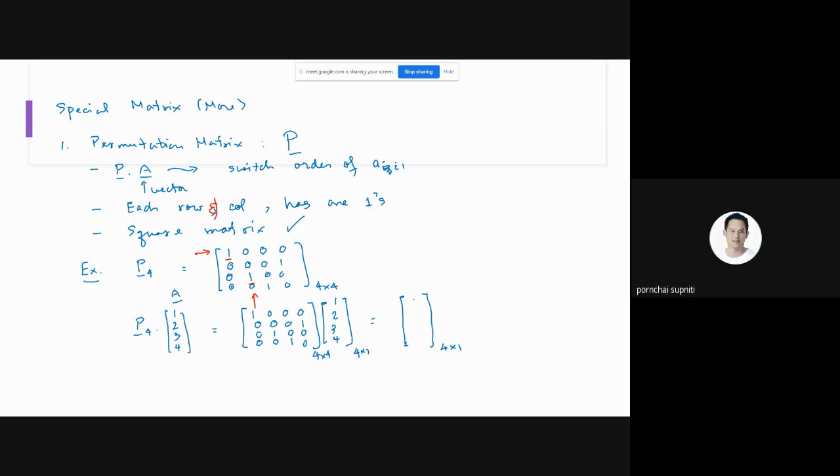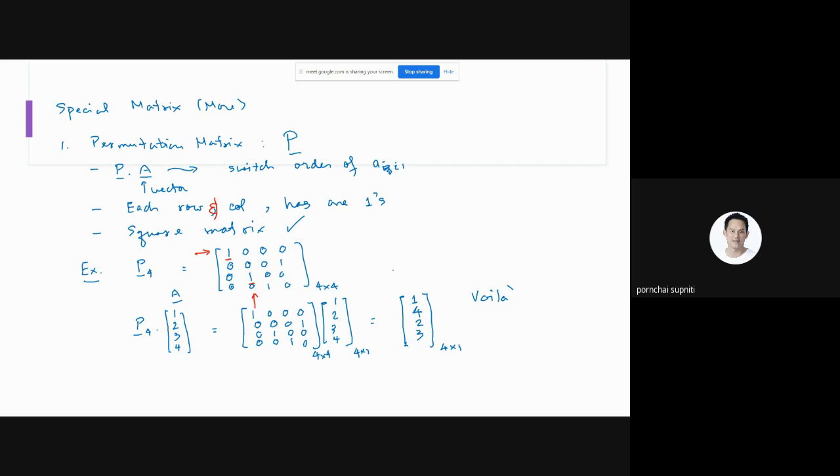You get 1, right? The first element comes from row number 1 multiplied with column number 1. How about the second element? 4. How about the third row? 2. And the last row, 3. Voila. So we switch order. That's how we do it.